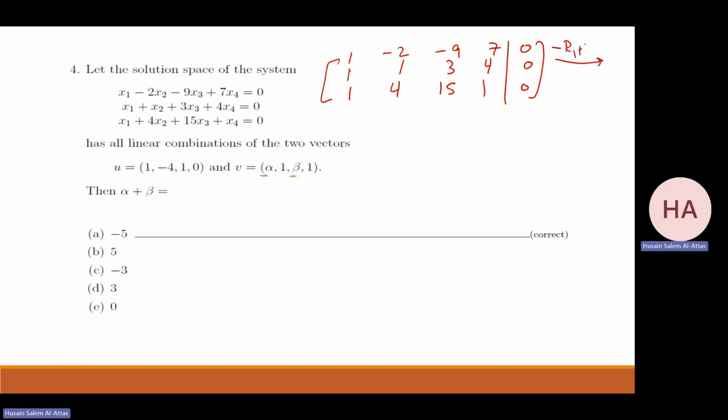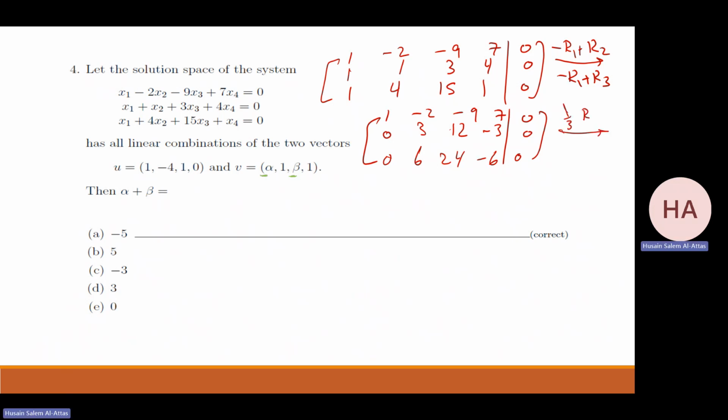So minus R1 plus R2, minus R1 plus R3. That gives me 1, minus 2, minus 9, 7, 0. That will be 0, 3, 12 minus 7 plus 4, minus 3, 0. 0, minus 6, 9 plus 15, 24, minus 7 plus 1, minus 6, 0. So I can multiply the second row by 1 over 3 and the third row by 1 over 6. That gives me 1, minus 2, minus 9, 7. I think we did a lot of problems. 1, 4, minus 1, 0, and this is the same. We divide by 6.